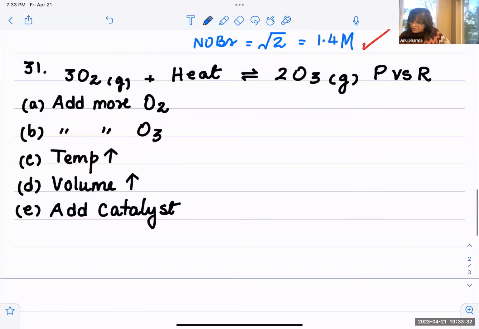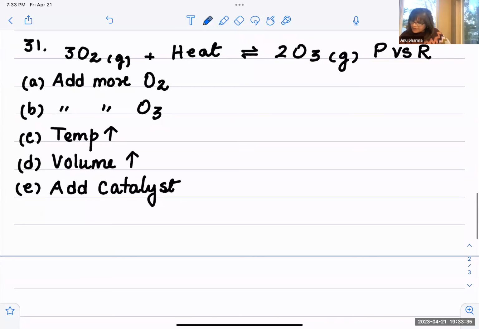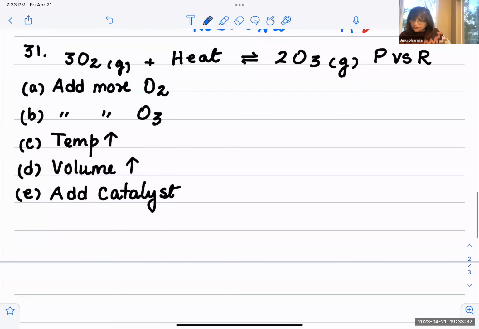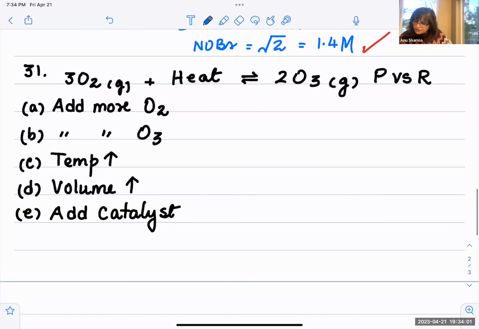Now 31, in which I've taken 3 moles of oxygen reacting, heated up to give you ozone. So this is a reaction that occurs up in the upper regions of the atmosphere, where we have thunder and lightning. So that heat is coming from the thunder and lightning. So this problem is a Le Chatelier's principle problem. So here we have, in this case, what happens.